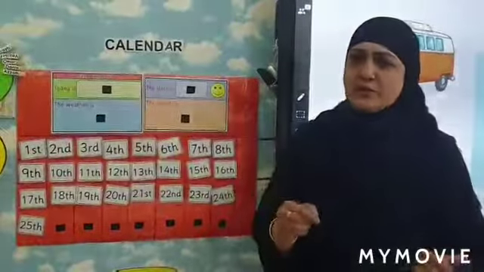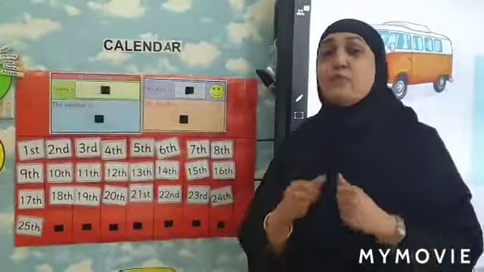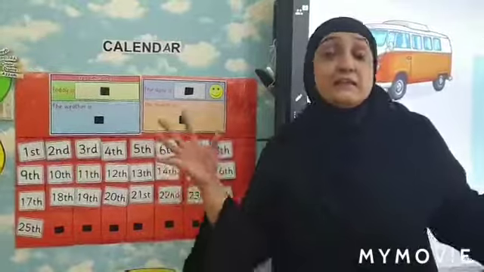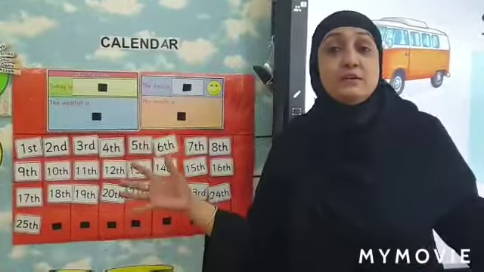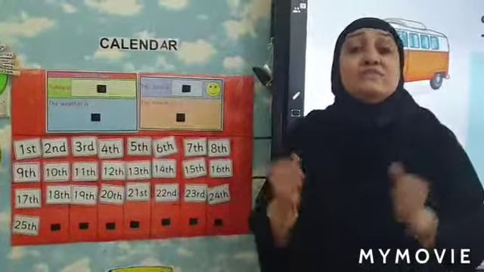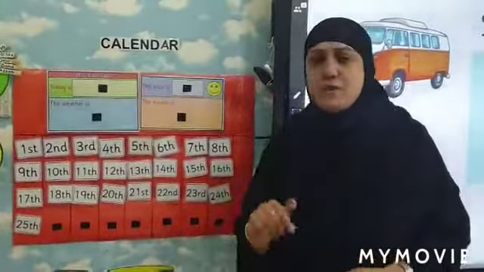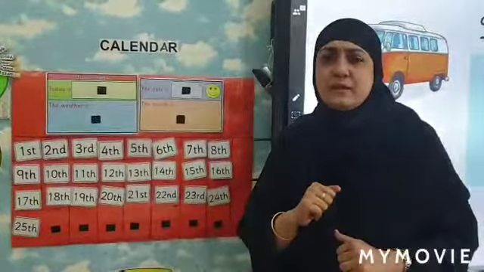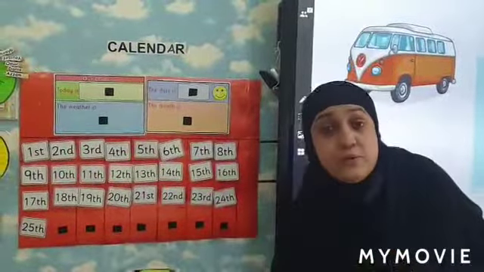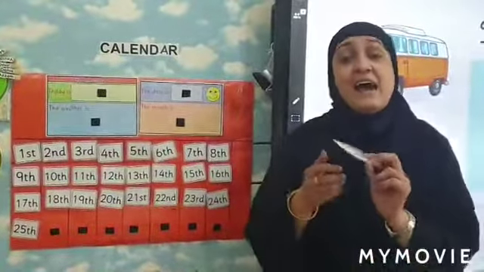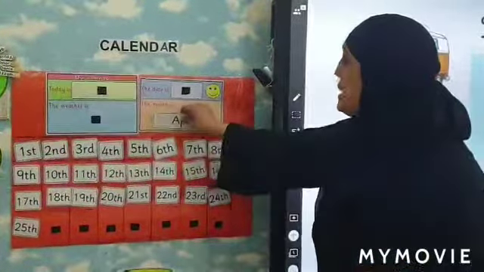Now let's come to the calendar. Let's see which month, what day it is, and what the weather is: summer or winter, hot or cold, or rain. Let's start with the month. Which one do you think? It is April. You're right. It is April. So let's put the April.